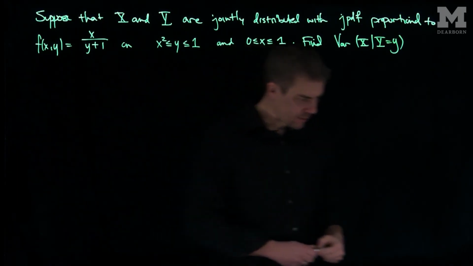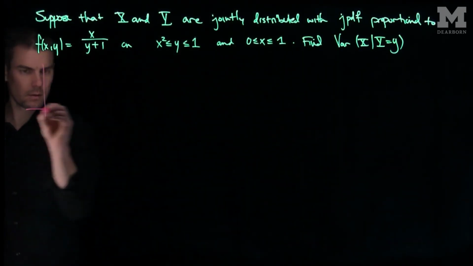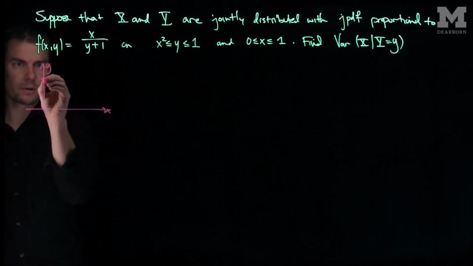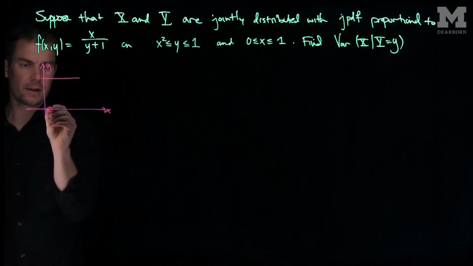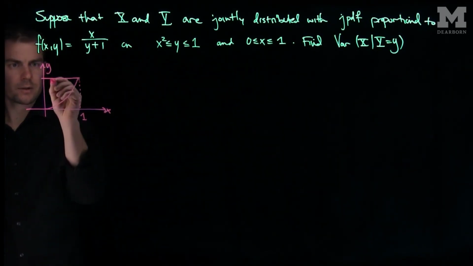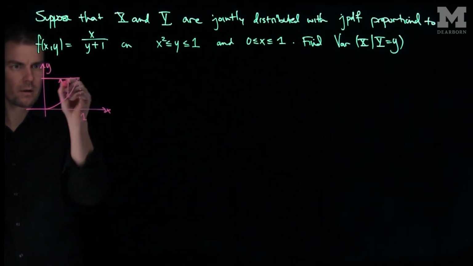So to do this, let's plot the region first. Here's the x-axis, here's the y-axis. Here's y equals 1. And here is y equals x squared. So this is our region of integration. So y goes from x squared, that curve, all the way up to 1.